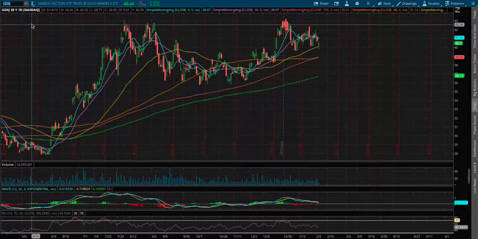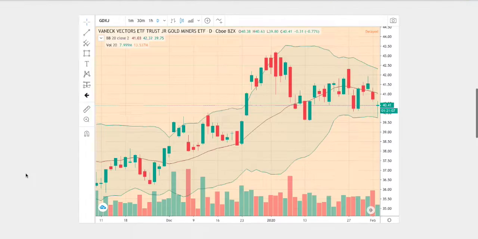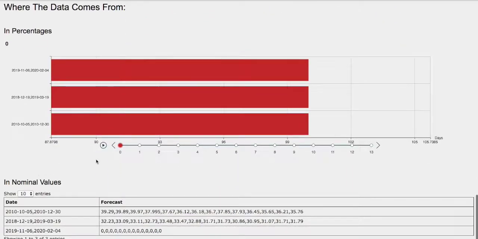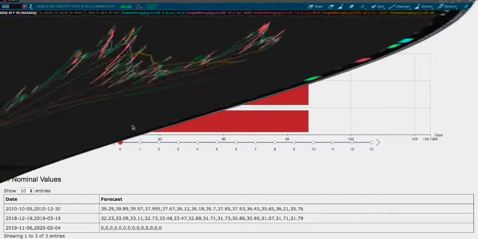ETF ticker symbol GDXJ. In this video, we'll be going over the day-by-day probability model, how we find the models, and we'll go over the day-by-day forecast for gold miners. So back to the technical analysis.